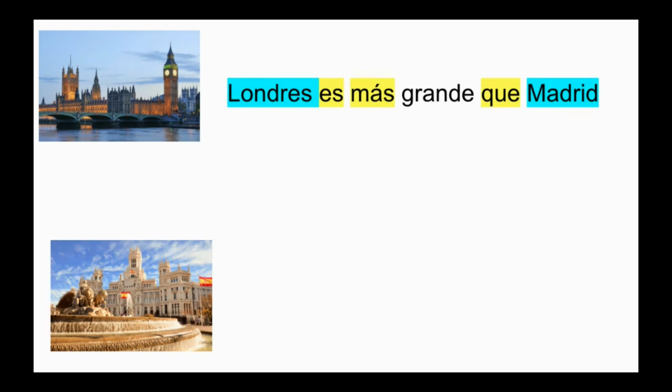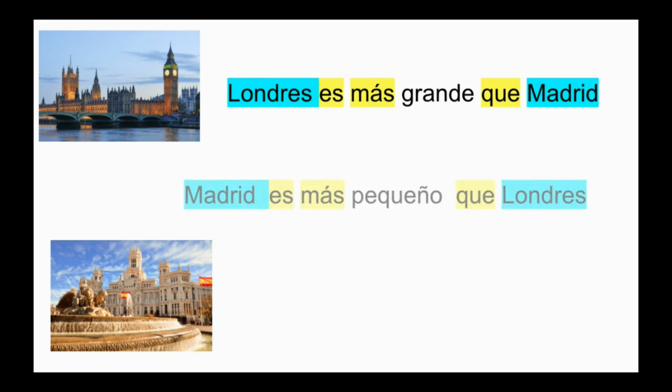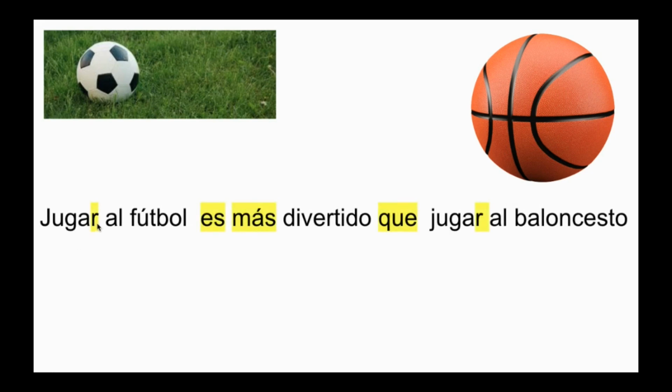For places, you can do as well the same. Londres es más grande que Madrid. It's bigger than Madrid. Madrid es más pequeño que Londres. Madrid is smaller than London. Es más que. And also you can compare activities, but remember the activity needs to end in R, the verb. Jugar al fútbol es más divertido que jugar al baloncesto. Es más que. That is the structure. Playing football is more fun, funnier than playing basketball.